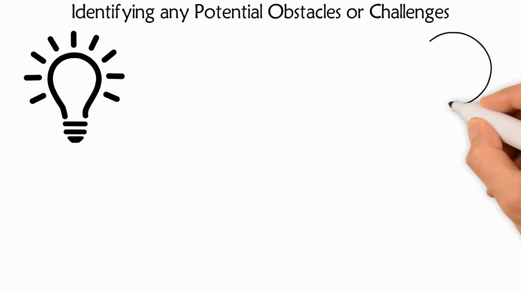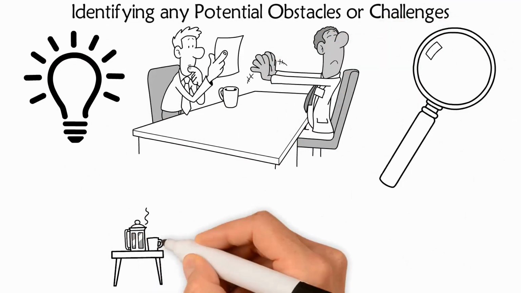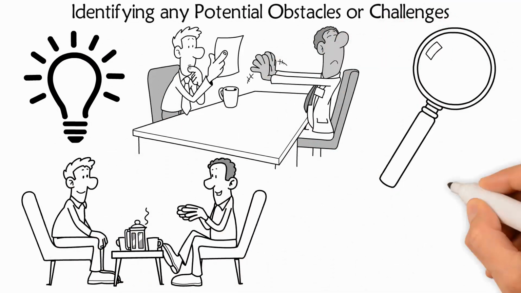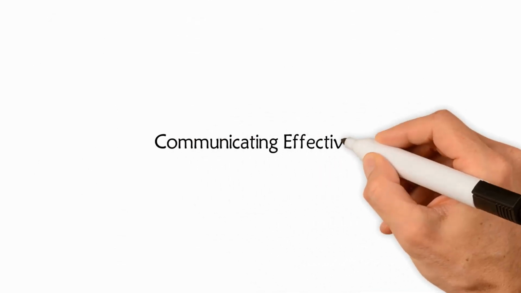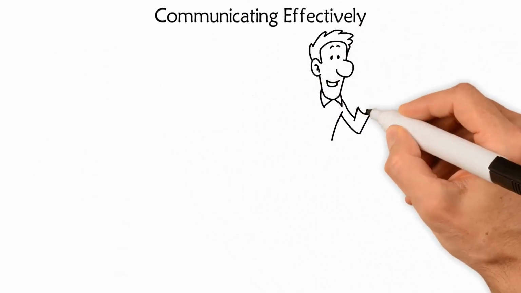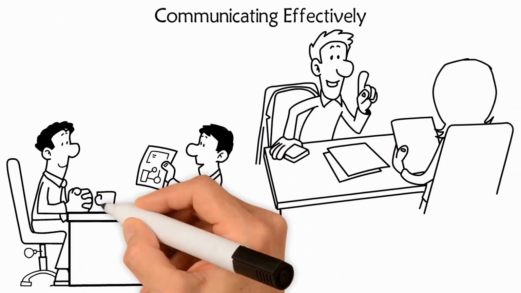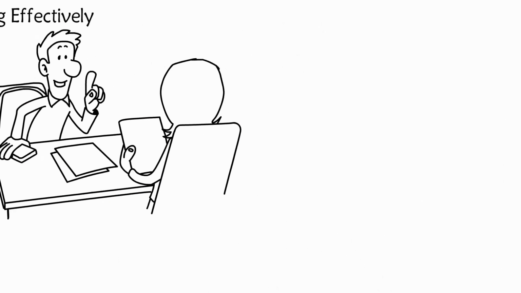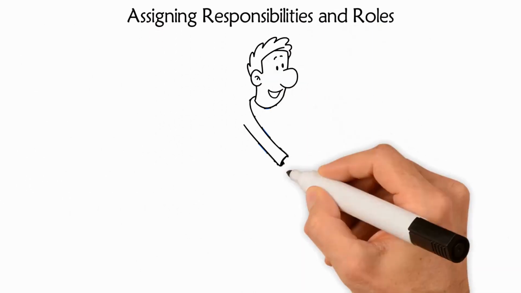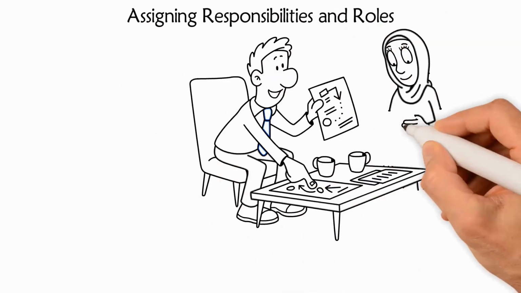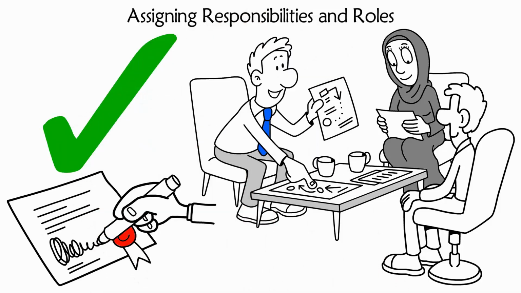This includes understanding and identifying any potential obstacles or challenges that may arise during the implementation process and developing strategies to address them. Communicating effectively. This includes keeping both parties informed about the progress of the implementation and actively listening and addressing any concerns or issues that may arise. Assigning responsibilities and roles. This includes assigning specific responsibilities and roles to each party to ensure the agreement is implemented effectively.